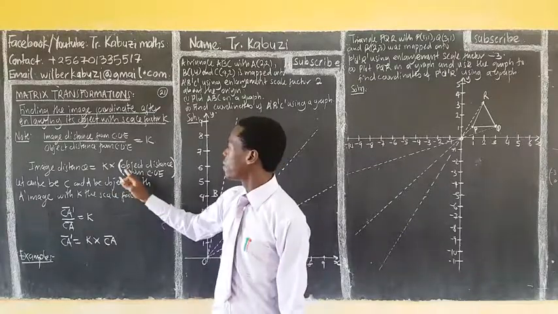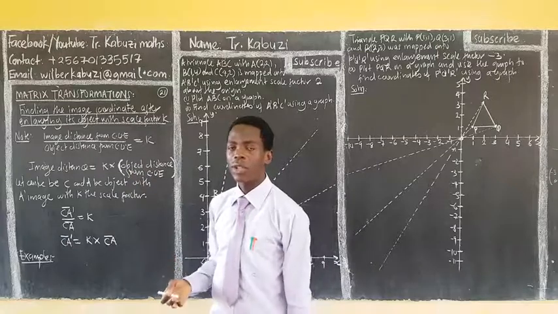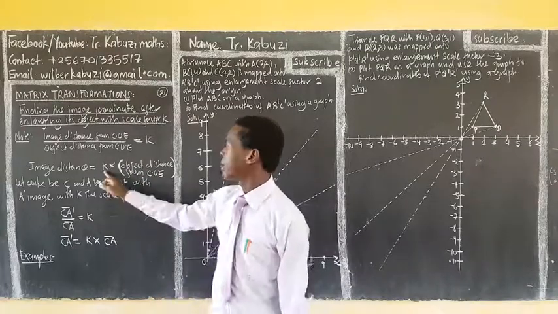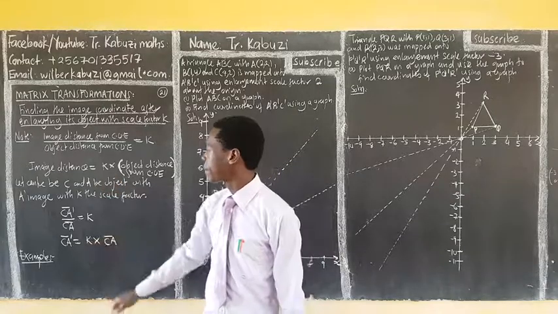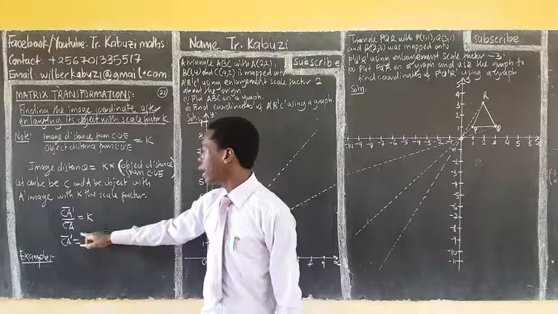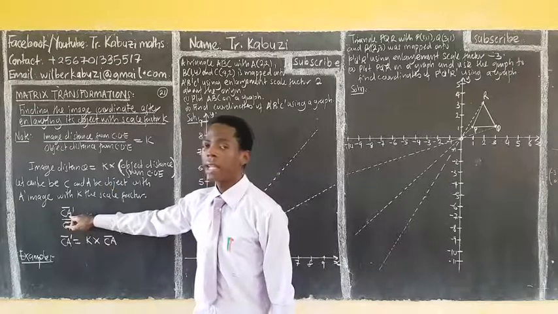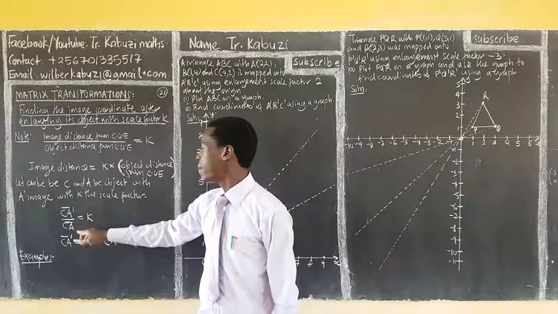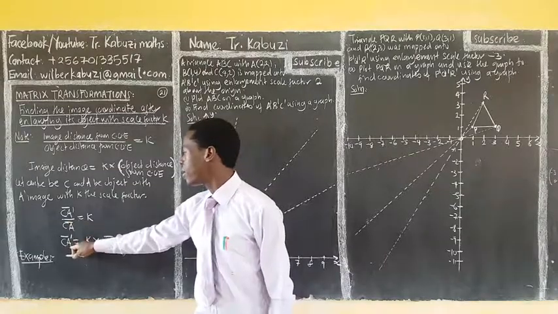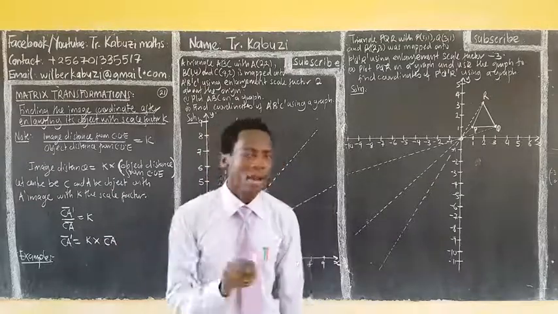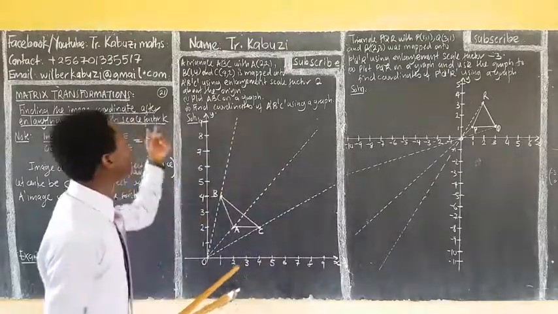So if you know the distance of the object from the center of enlargement, you can easily get that of the image by multiplying it with the scale factor. This one is talking about the same idea. K, you start with CA, you get A prime. This is the object, this is the image. So the distance of the image is going to be k times that of the object. Now, let us go through this question.